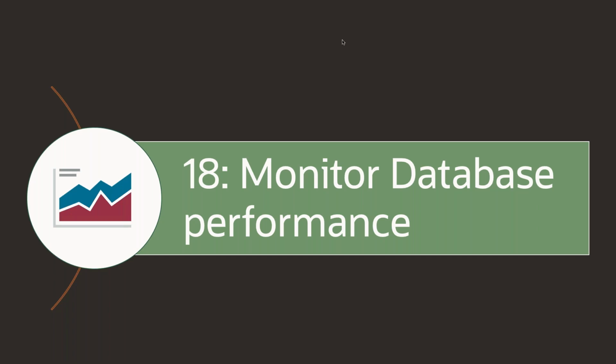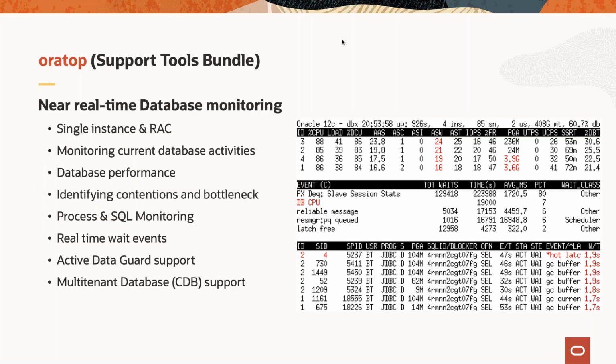Tip number 18, how do you monitor database performance? There's a tool. It's basically called Auratop. Auratop allows you to do near real-time database monitoring, and it's free. It works for single instance and RAC. You can monitor all current database activities, identify contention, bottleneck, performance in SQL monitoring, process monitoring. It does all of this stuff along with Active Data Guard support and multi-tenant support as part of 19c.